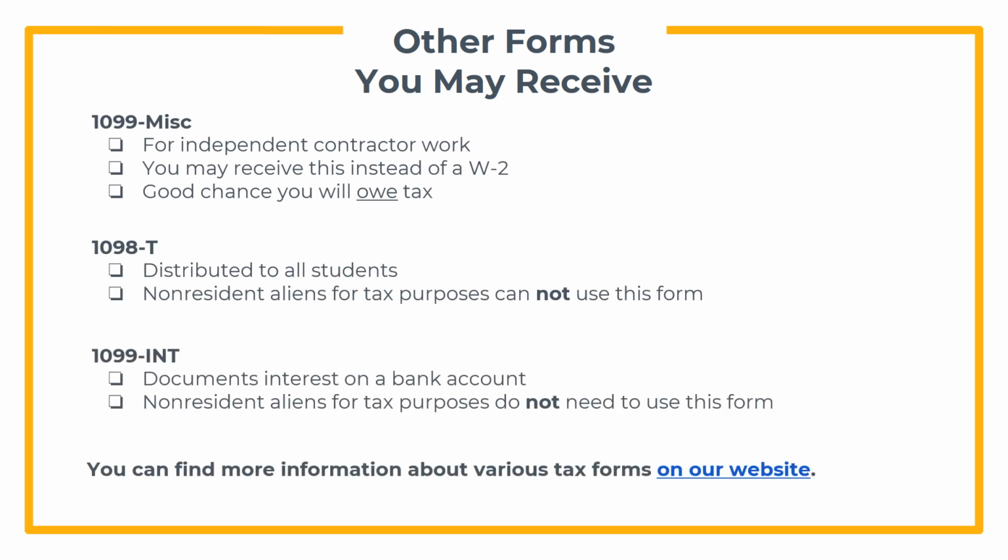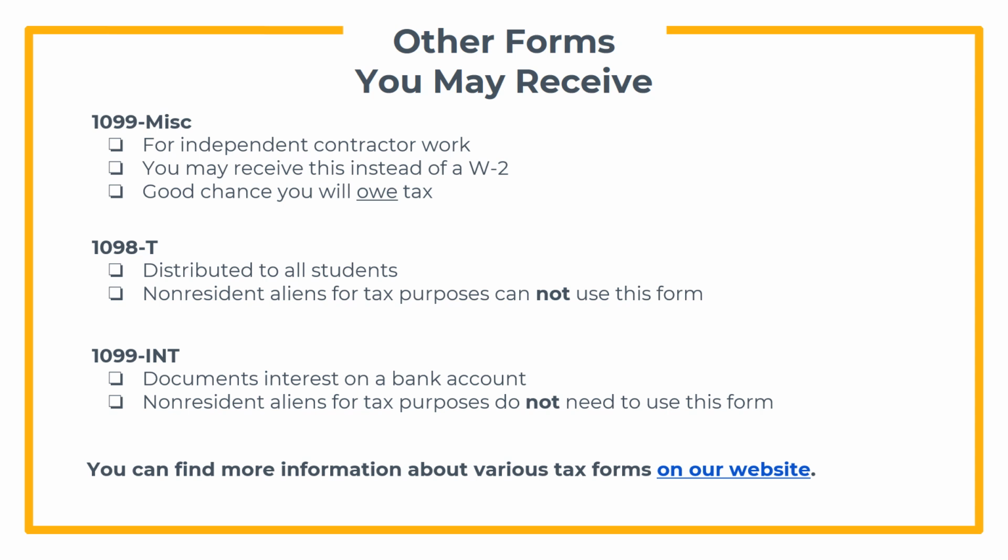Here are some other forms that you may receive. The 1099 MISC may be distributed for independent contractor work. You may receive this instead of a W-2. Please note that taxes are generally not withheld from contractor income, so if you receive a 1099 MISC, there's a good chance that you will actually owe tax.